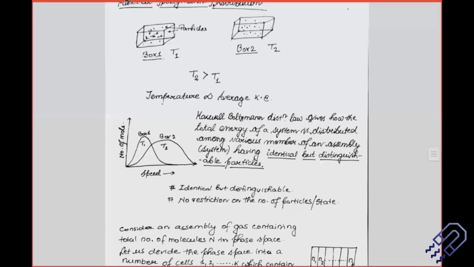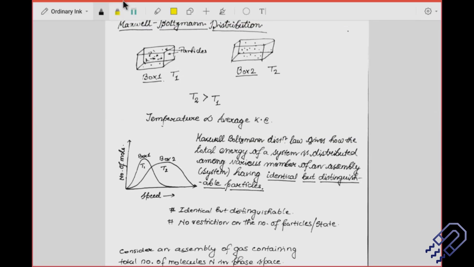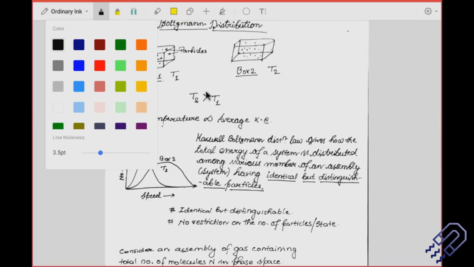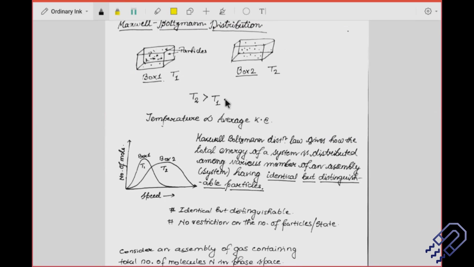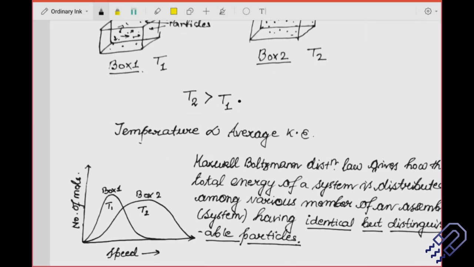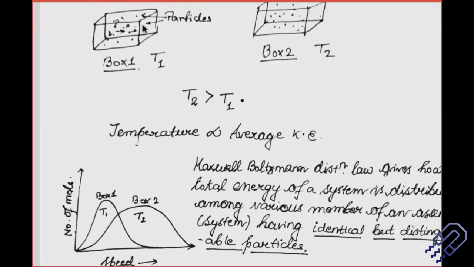When we are considering a closed enclosure, let's say we have a box with a number of gas molecules, and if we want an idea of how these gas molecules are distributed, we use something called the Maxwell Boltzmann distribution. This is something we are going to see now.